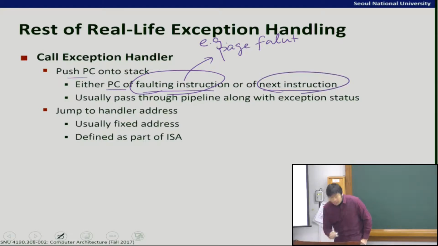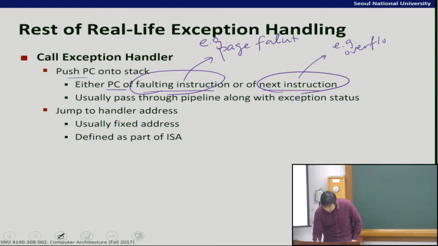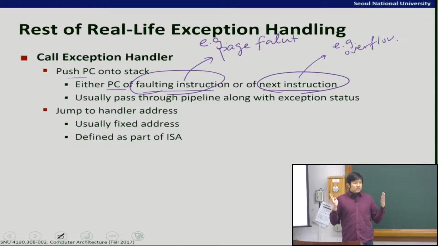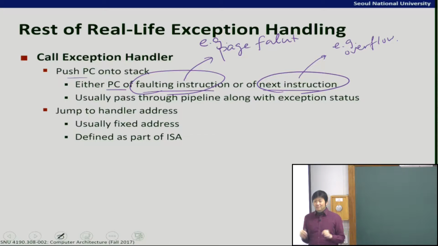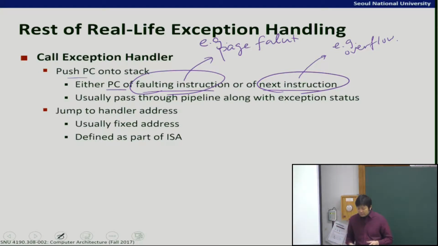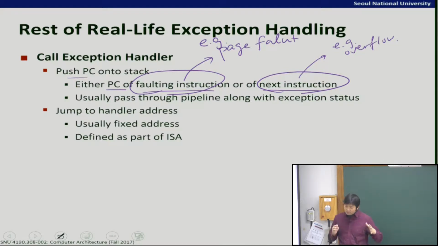In another case, maybe an overflow or some benign exception. Benign in the sense that it doesn't really crash your system, right? So maybe in that case, you simply print a warning message and just move on to the next instruction. Then maybe that's the correct behavior. So depending on the type of the exception, you may have to return to the original faulting instruction, or return to the instruction next to the faulting instruction.